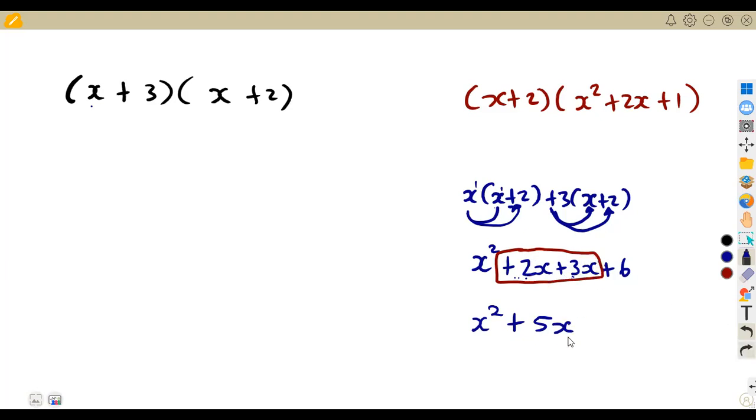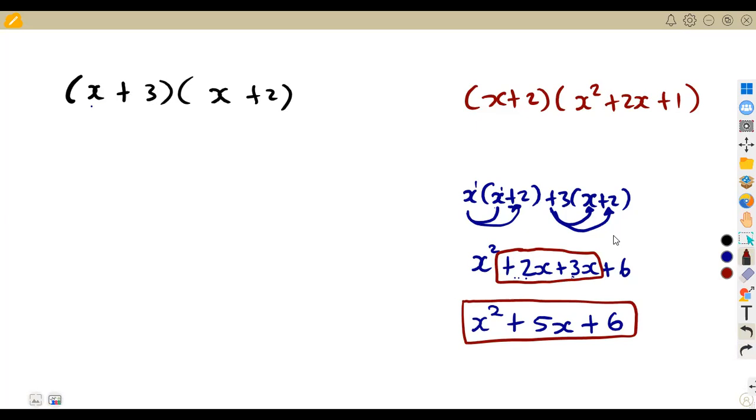Your answer is going to remain with x. You just add the coefficients of what? Of x. All right, then 6 is a constant. We do not have anything that is affecting this 6. So that means we are going to remain with this as our final answer from this expression.